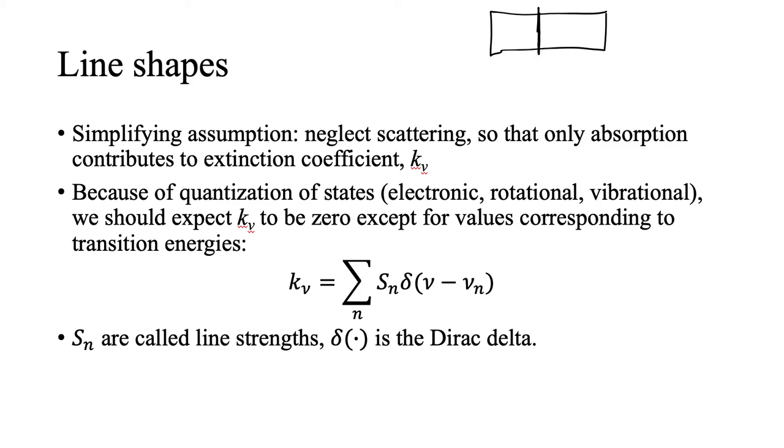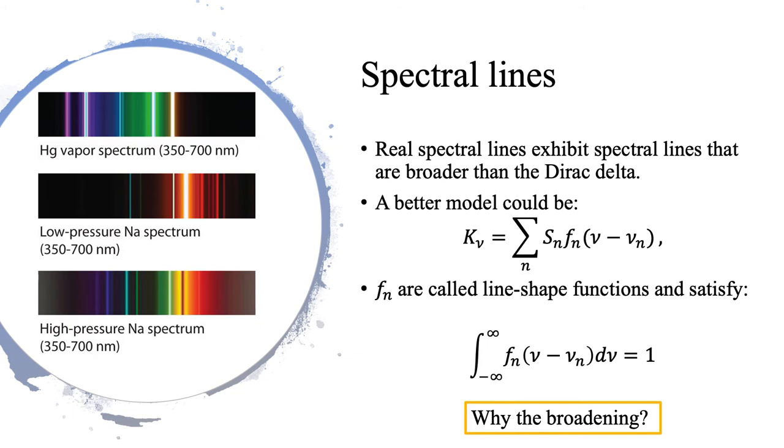The reason why we see them is due to a variety of effects. This is what we call spectral broadening, if you will. This is an example.